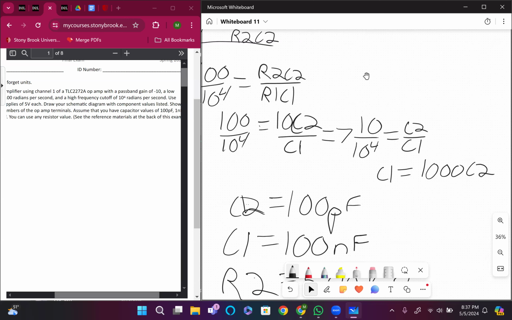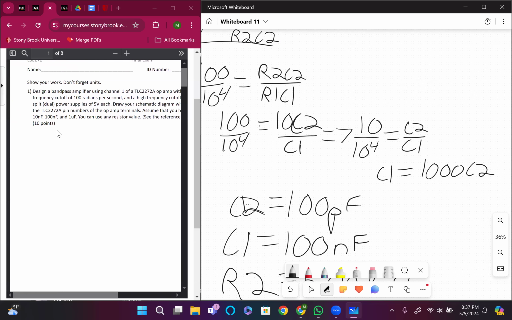Then we have to consider what values we can choose. Let's do the capacitors first, because those have certain designated values. As we can see, there's 100 picofarads, 1 nanofarad, 10 nanofarads, 100 nanofarads. 100 nanofarads is 1,000 times 100 picofarads. So I'm just going to let C2 be 100 picofarads and C1 be 100 nanofarads.